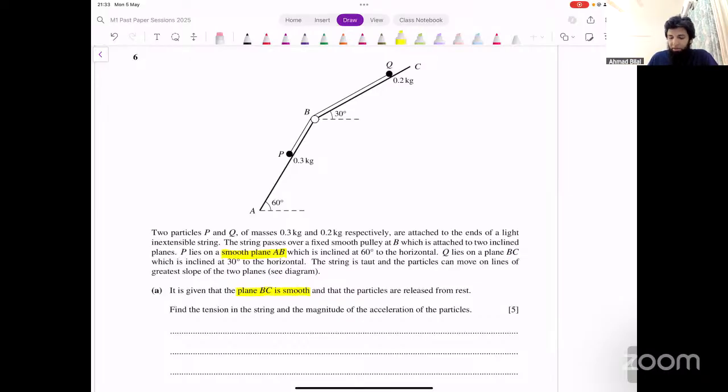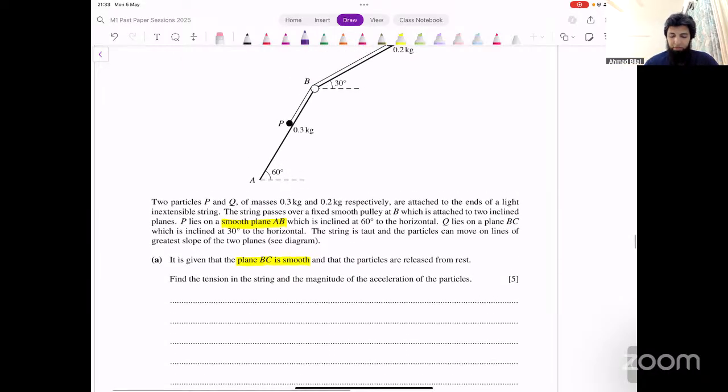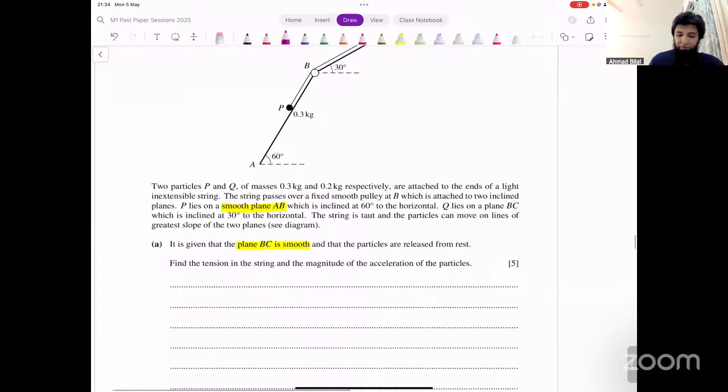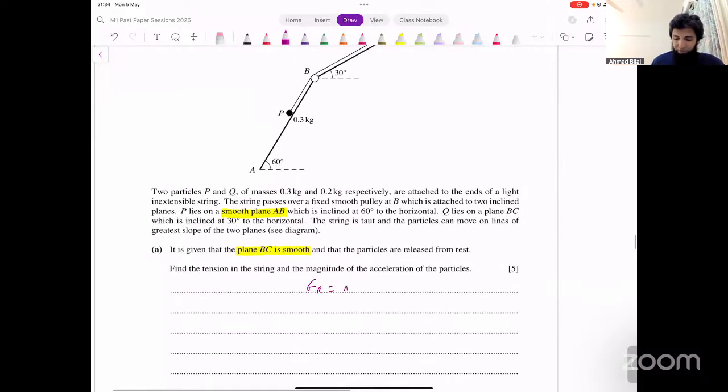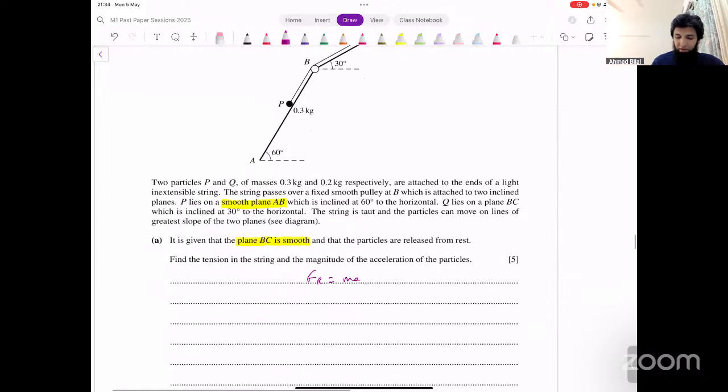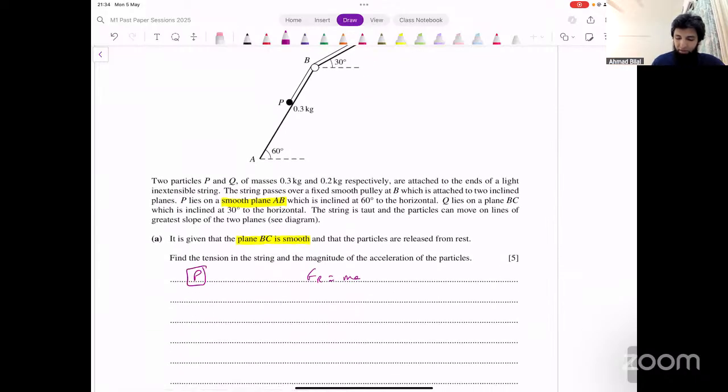And that the particles are released from rest. Find the tension in the string and the magnitude of the acceleration. Whenever they talk about finding acceleration and tension together, that means you're using Newton's second law of motion, right? Because tension is a force, and then acceleration. What connects forces and acceleration? F equals ma. That's what we would use here. We apply Newton's second law of motion to both of them individually. We apply that on the particle P and on the particle Q.